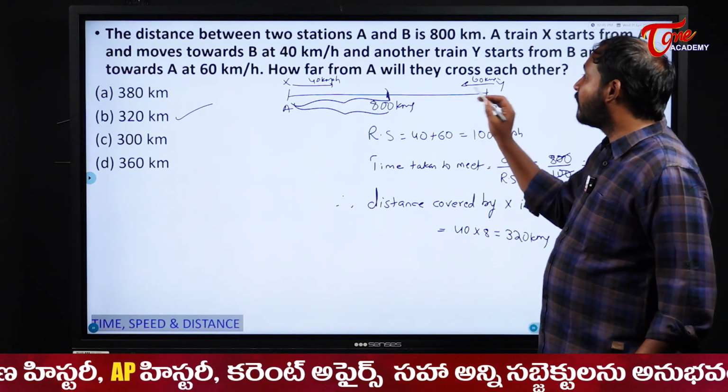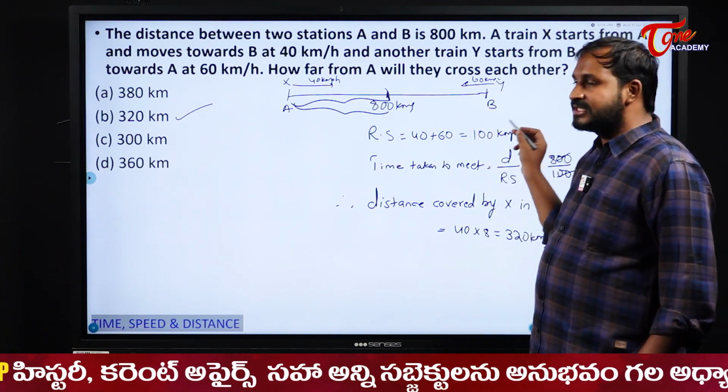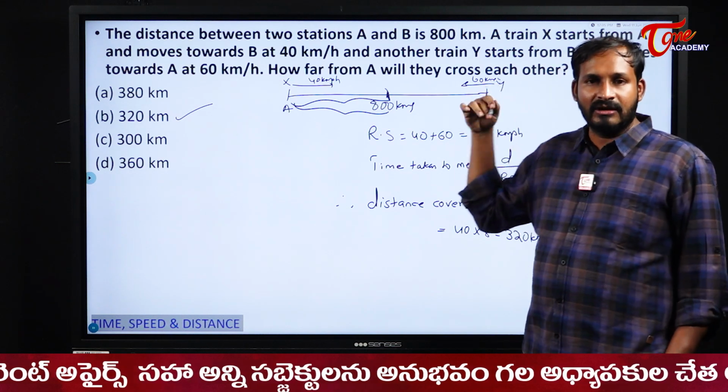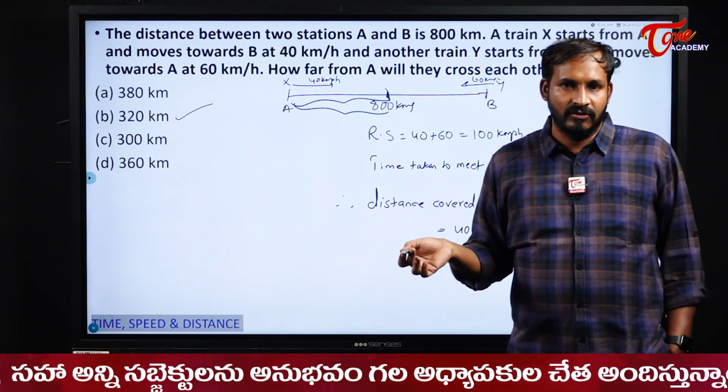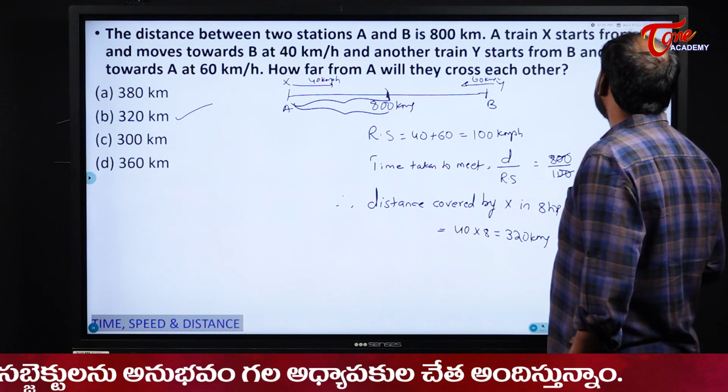If the question is how far from B will they cross each other, I would have found what distance Y will cover in 8 hours. Okay, right? Here the answer is 320 kilometers.